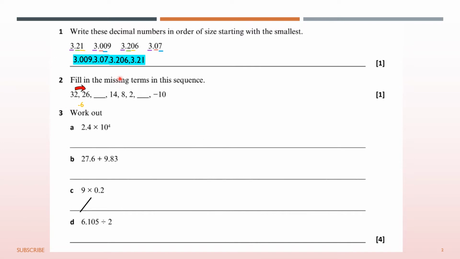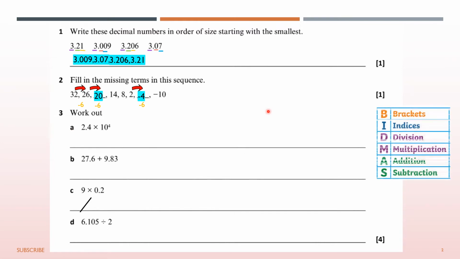So we can see that the difference is of -6. So as this is a sequence, we will apply the same thing, -6. So 26 minus 6 is 20, and same goes to this one. 2 minus 6 is -4. Now let us look at 3a.